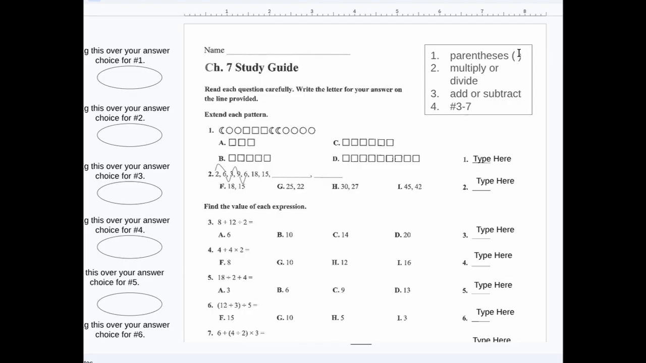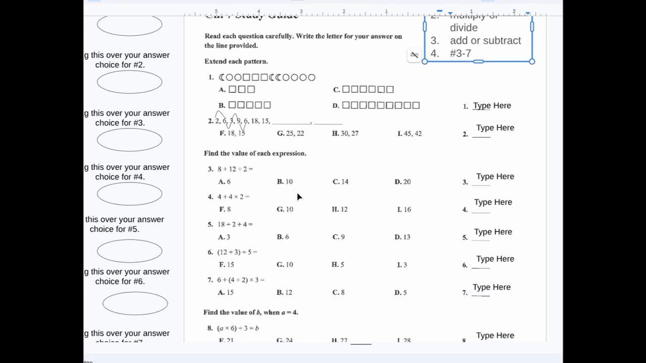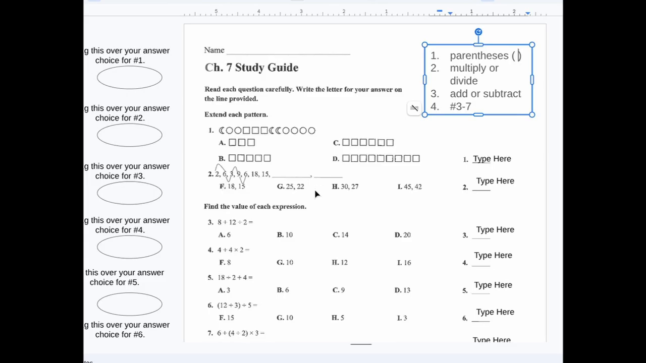You don't have to put the words. If you want to put the parenthesis signs, you can put the multiply or divide sign. 1, parentheses, 2, multiply / divide, 3, add or subtract. You gotta follow the order of operations. So like number 3, 8 plus 12 divided by 2. You don't add first, you would divide first.